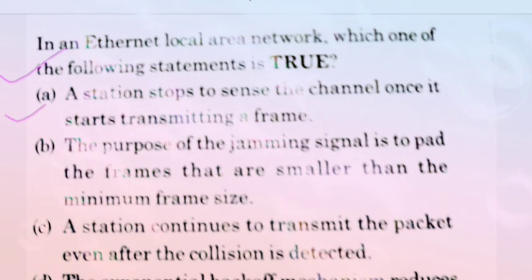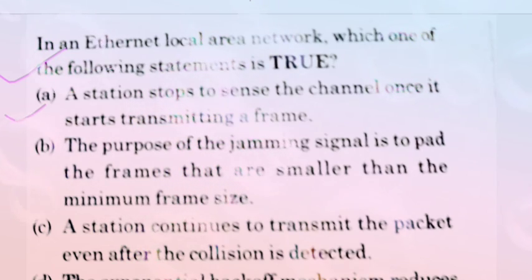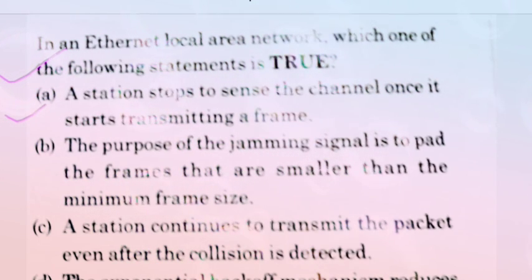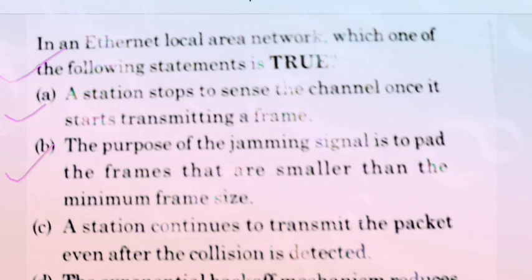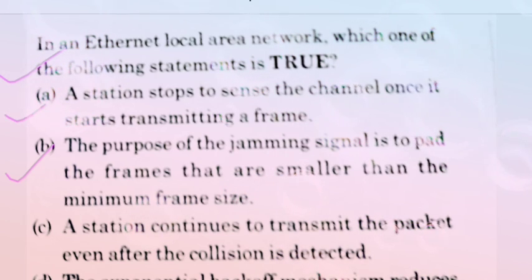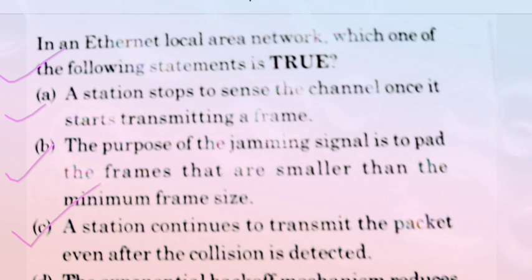Statement A: the station stops to sense the channel once it starts transmitting a frame. Option B: the purpose of the jamming signal is to pad the frames that are smaller than the minimum frame size. And here C: the station continues to transmit the packets even after a collision is detected.